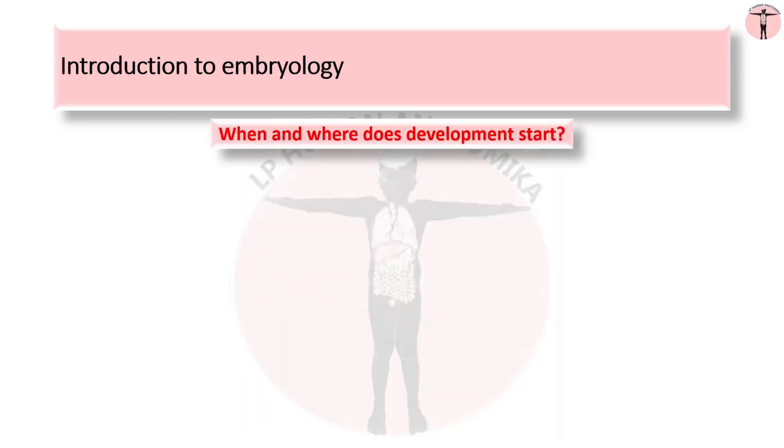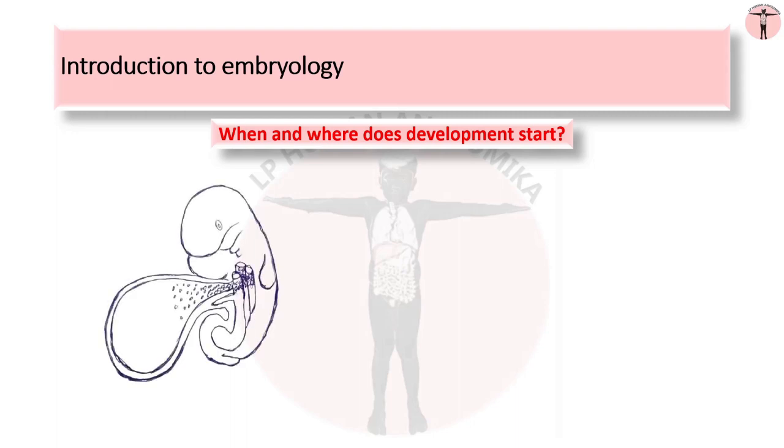Do you have any idea when and where does the development of an individual start? It all starts from very specialized cells called primordial germ cells. Primordial germ cells can be first identified within the wall of the yolk sac during the 4th to 6th weeks of gestation. Yolk sac is one of the extraembryonic membranes that nourishes the embryo in early stage of development.